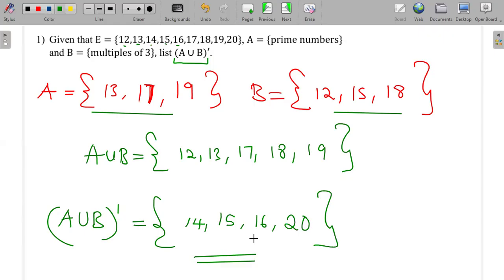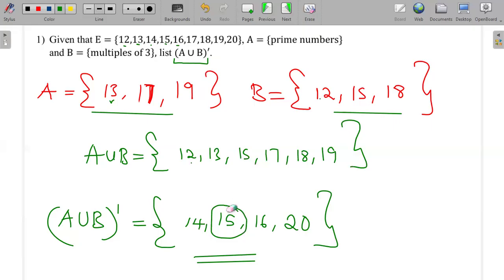Okay, are we correct here? No, we have missed out 15. Okay, so here we've missed out 15. So we've missed out one number. So it is 12, this one, and then 13, and then 15 there. Okay, and then 17, 18, and then 19. Okay, so we see that 15 is in the A union B, so it's not supposed to appear there. So we're going to erase it from this set. So we're going to say the A union B complement only contains 14, 16, and then the 20 there. Okay, so that's our A union B complement, simply meaning the elements that are not in A union B.